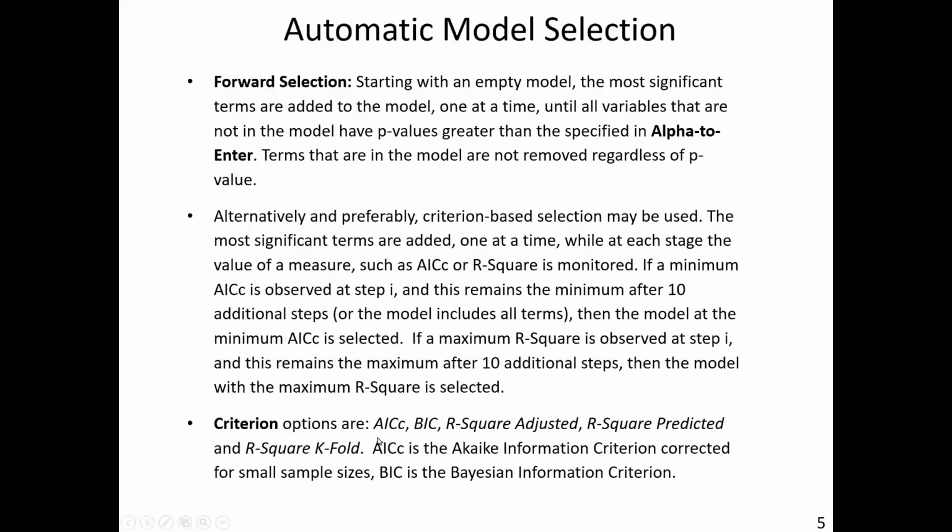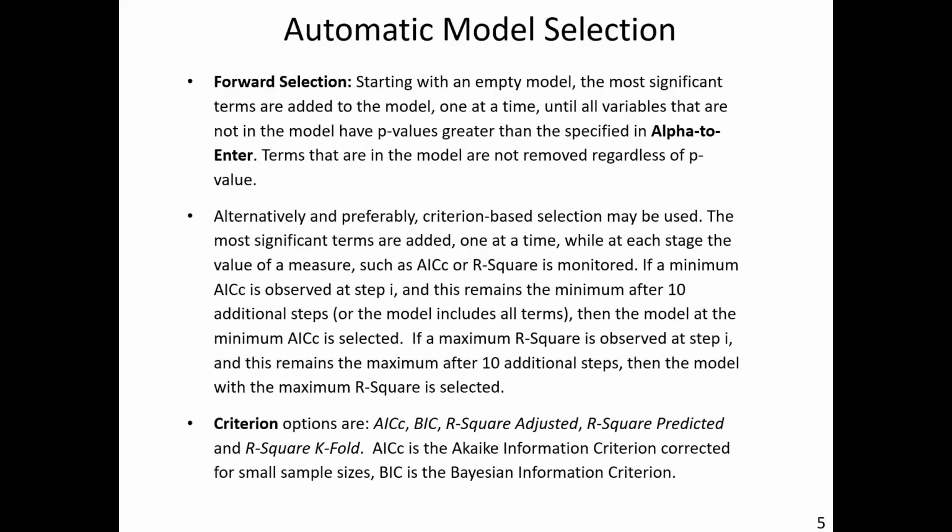So options for forward selection include AICC, BIC, R-square adjusted, R-square predicted, and R-square k-fold. So R-square predicted is that you remove one data point, refit the model, and predict that one missing data point, and then you go to the next one, you remove it, refit the model, and predict that missing data point. R-square k-fold is k-fold cross-validation, where you create 10 bins. You use 9 of them to build a model, and then you predict against the out of sample, and you repeat that process 10 times. And then you come up with an R-square k-fold.